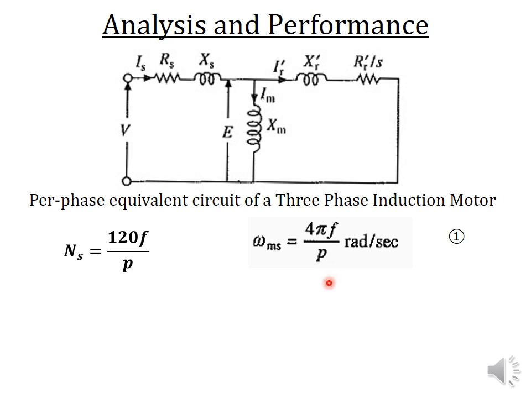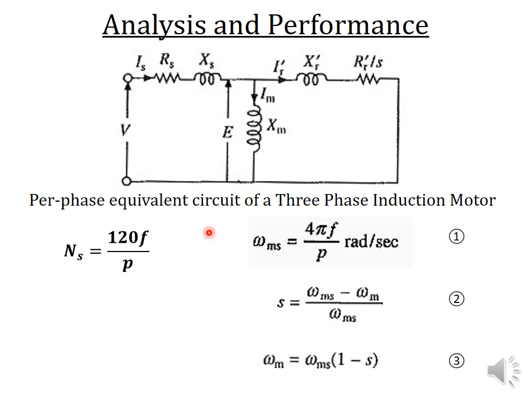Now we will write the equation for slip. Slip s is equal to synchronous speed minus actual speed of rotor, whole divided by synchronous speed. By rearranging this equation, we will get omega m is equal to omega ms into (1 minus s). That is equation number 3.